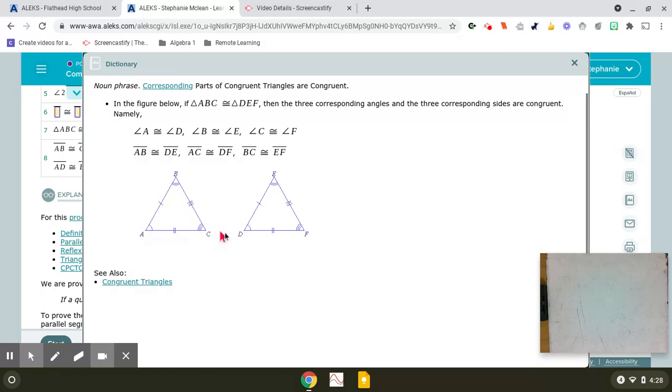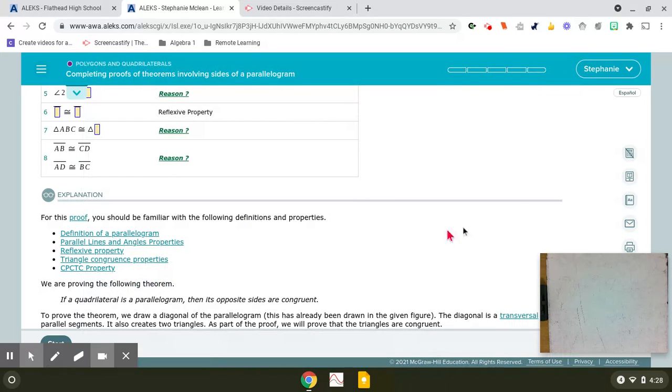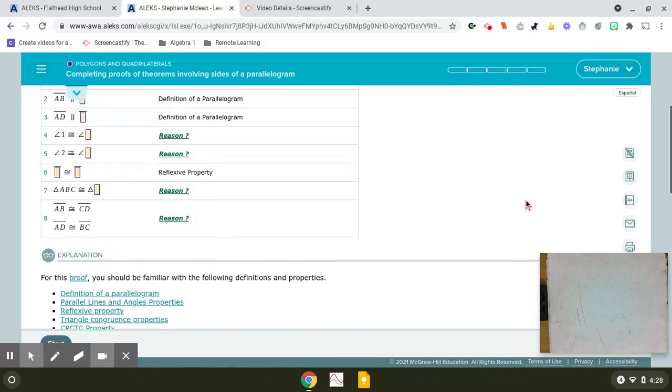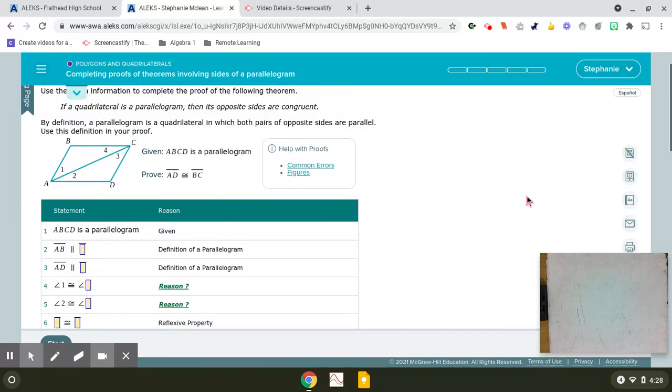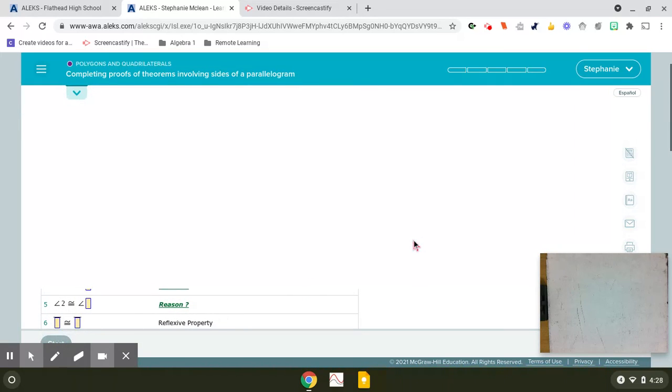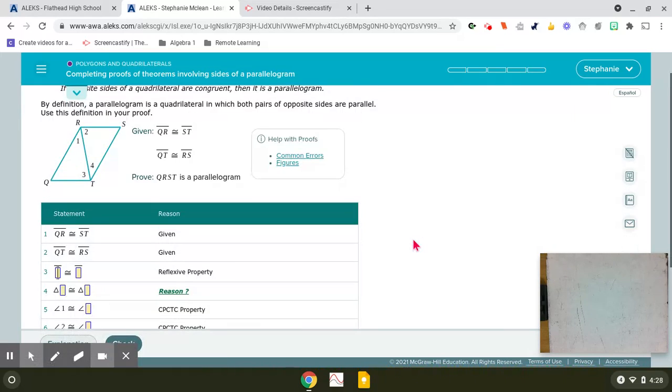So see here, angle A and angle D are equal. Therefore, they are congruent parts of congruent triangles. Okay, so that's what the CPCTC property says. So let's go ahead and try this and see how it goes.